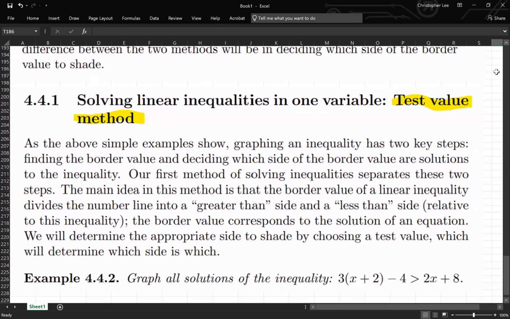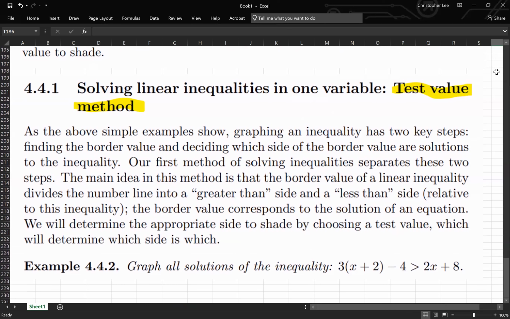All right. So here's an example. Graph all the solutions of the inequality 3 times (x plus 2) minus 4 is greater than 2x plus 8. All you've got to do is put all your x's on one side, put all your numbers on the other. That's it. And then you just graph the answer. Let's try this out.